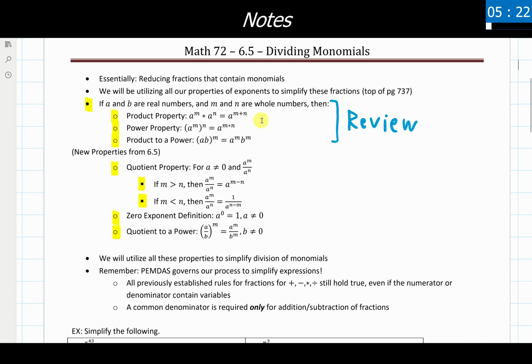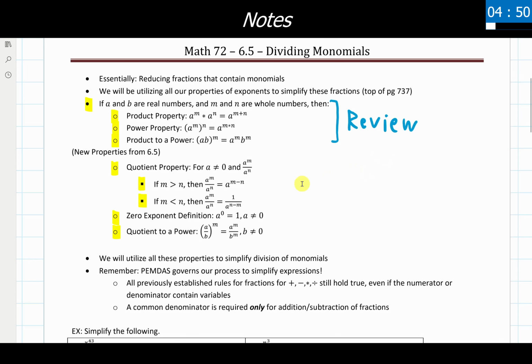We're also going to be seeing problems where we need to maybe do some of these previously learned properties before we can actually work with some of our newer properties that we're going to be going through and covering today. So if you haven't, I would highly recommend writing down the product property, the power property, and the product to a power property for yourself before we move into our example problems. These are review from our previous sections and previous videos that we've covered.